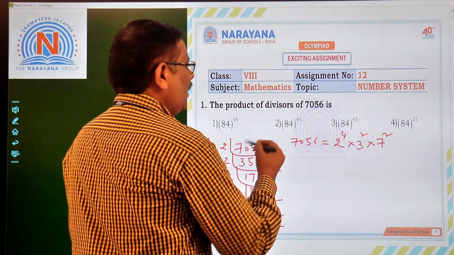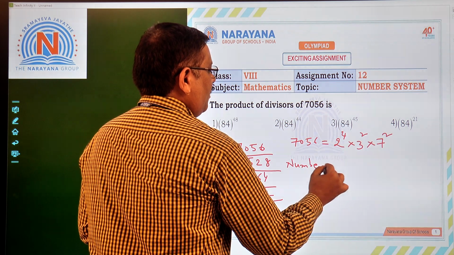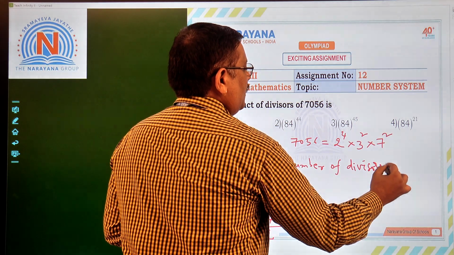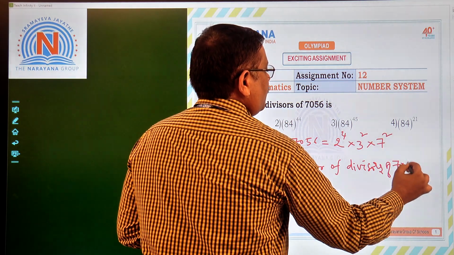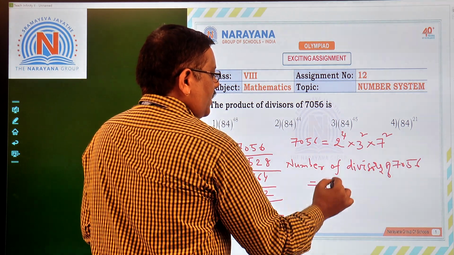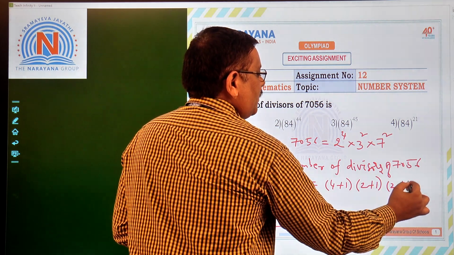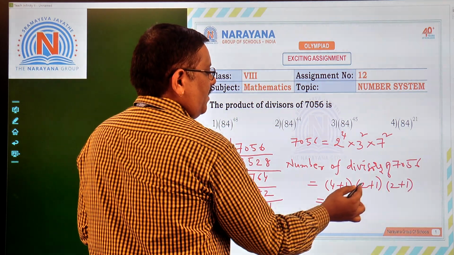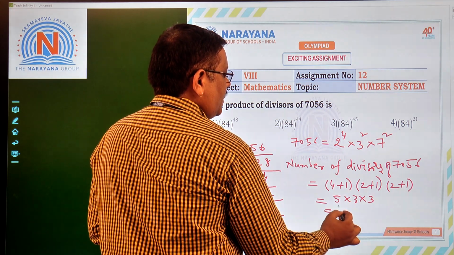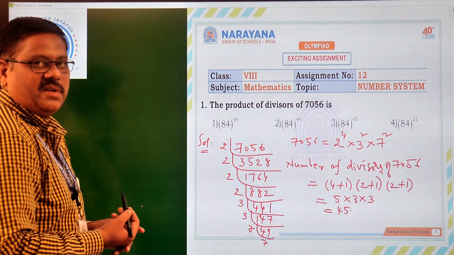Okay, first what is the number of factors of it? Number of divisors, first let us find it out. Number of divisors of 7056 is equal to (4 plus 1) into (2 plus 1) into (2 plus 1), that is 5 into 3 into 3, that is 5 nines are 45. So number of divisors is 45 for us.